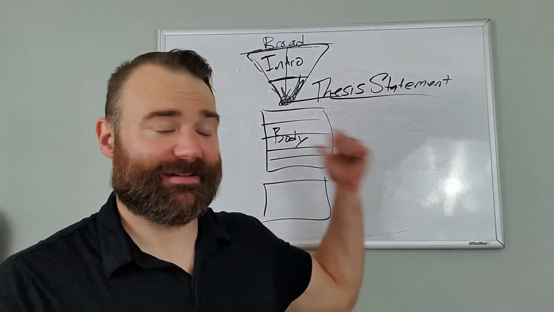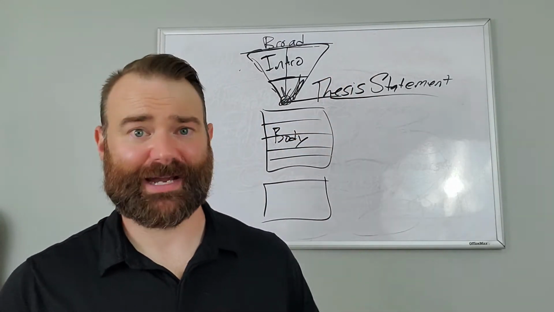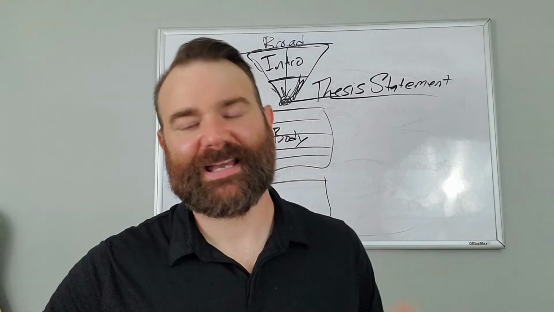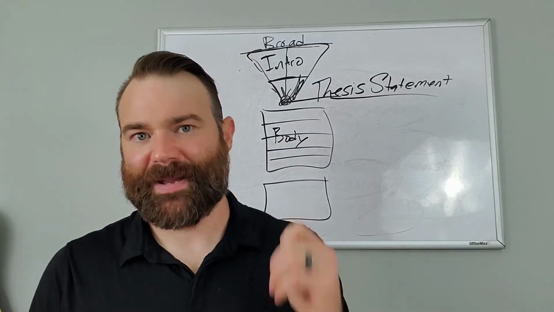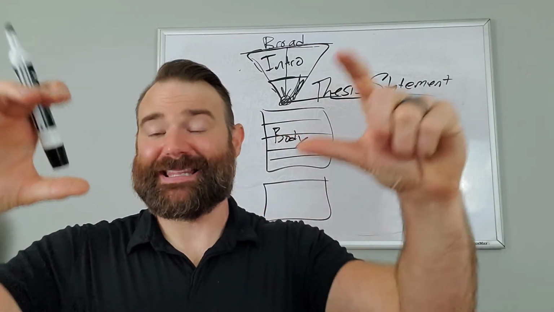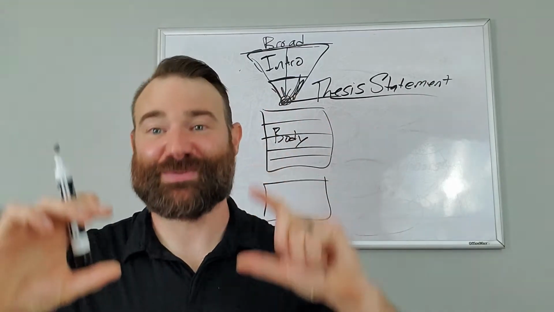So it might be 20 body paragraphs. It might be 7 body paragraphs. It might be 3 body paragraphs. The important thing to remember is a paragraph is always one section, one topic. And the next one talks about something else. The next one talks about something else.